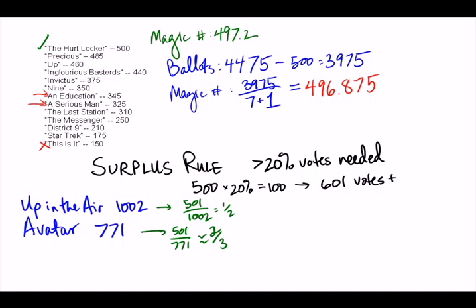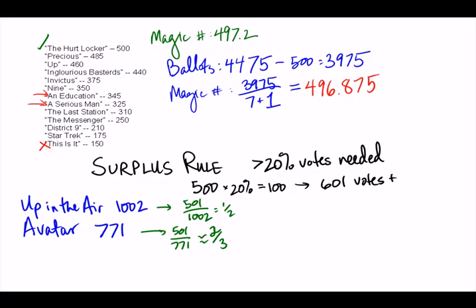So if we redo our example and suppose that Up in the Air, instead of getting just over 501 votes, got 1,002 votes, which is much greater than 601, and Avatar got 771 votes. You'll see that you only needed 501 of those votes. 501 over 1,002 is a half. So your vote for Up in the Air would get half weight, and then you would go down the list with a half vote. So it would add up to 1 full vote.